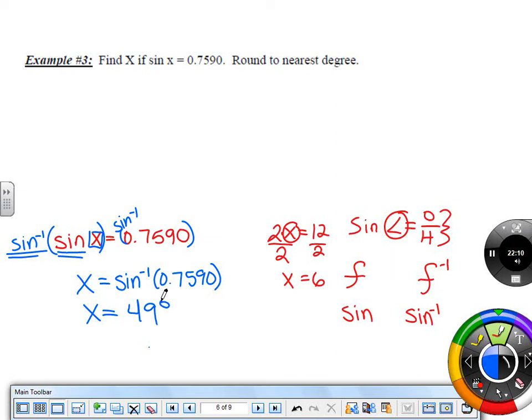All right, so why do we use all this stuff? We use all this stuff to solve for different things in triangles.